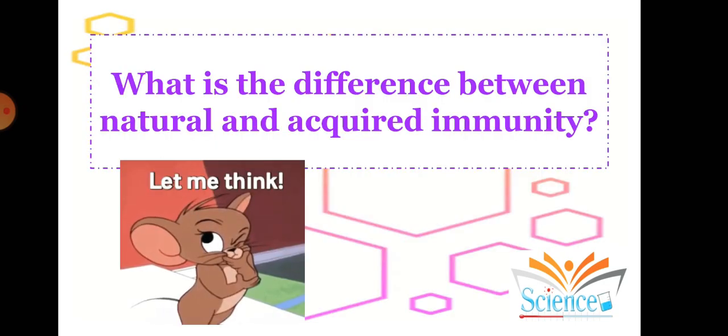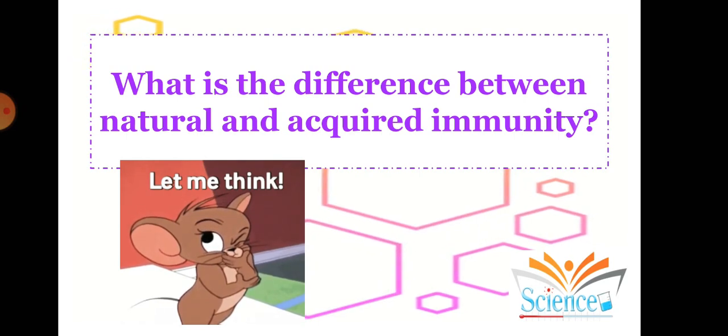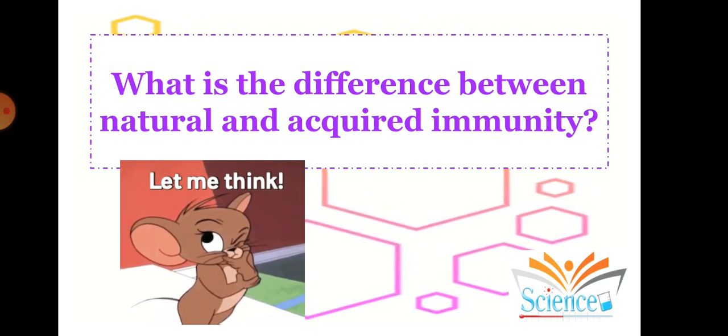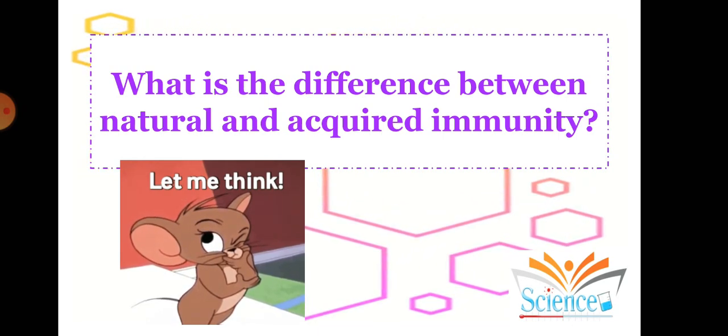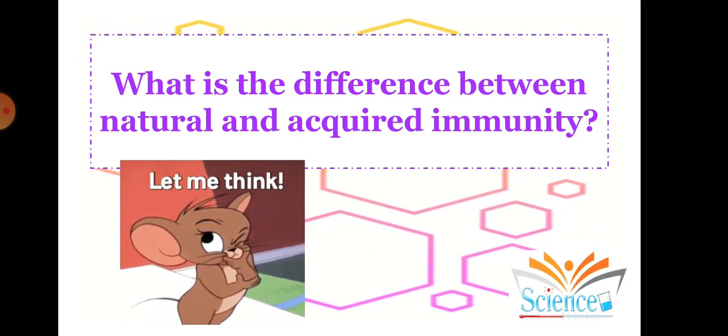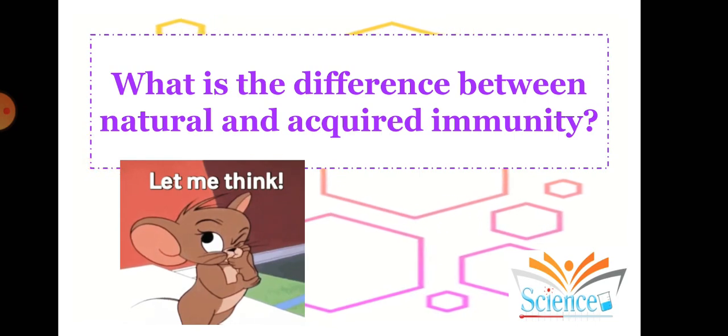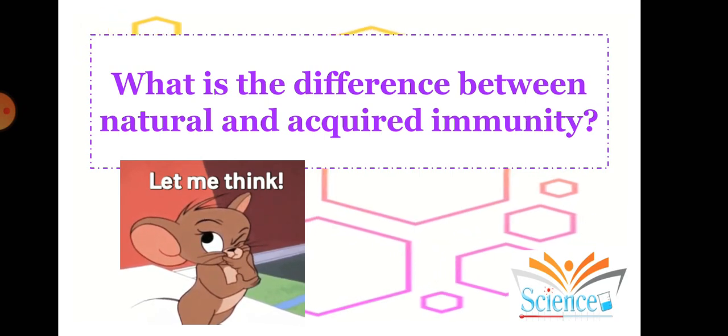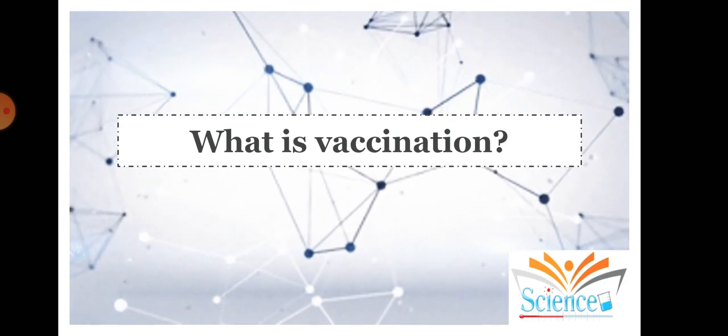Next question is, what is the difference between natural and acquired immunity? Natural immunity is the immunity of the body from the time of birth and what kind of lifestyle you lead. That's how your immunity is maintained. Whereas acquired immunity is what is attained after vaccination. After vaccination, what you have gained is called acquired immunity. So there are two types of immunity: natural immunity and acquired immunity.